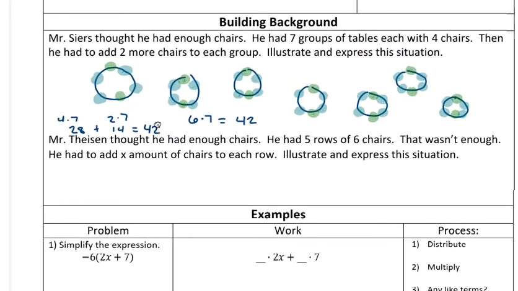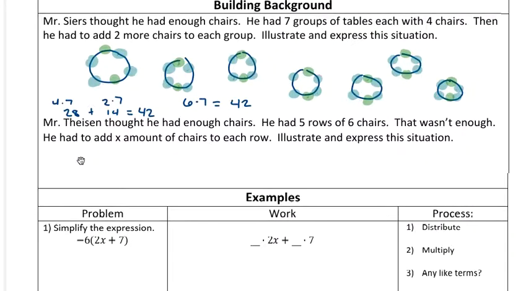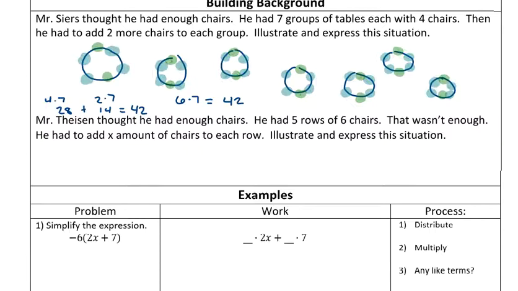Okay, this one says Mr. Tyson thought he had enough chairs. He had 5 rows of 6 chairs. Okay, so 1, 2, 3, 4, 5, 6, and he had 5 of those. So right now he has 30 chairs.